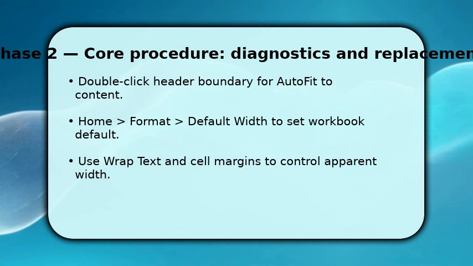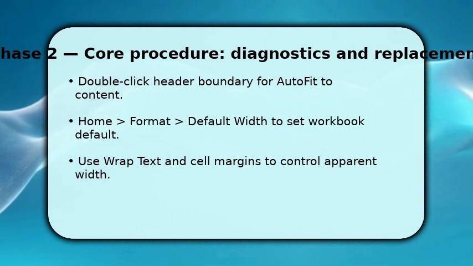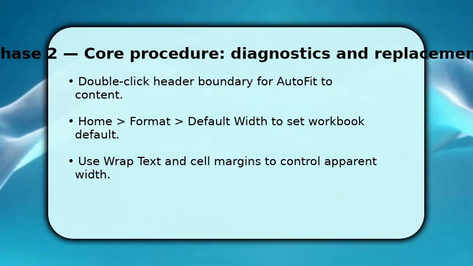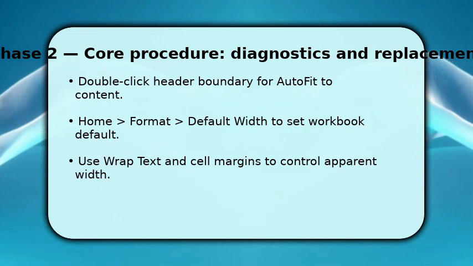Make sure to use wrap text and adjust cell margins when text should stay within a column. That affects perceived width and avoids unnecessary expansion. If consistent pixels are required, consider a converter.